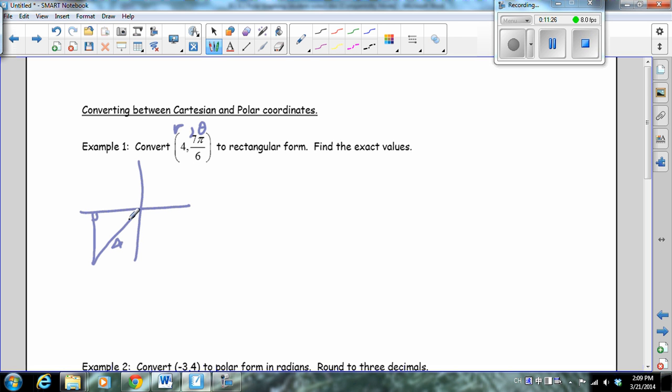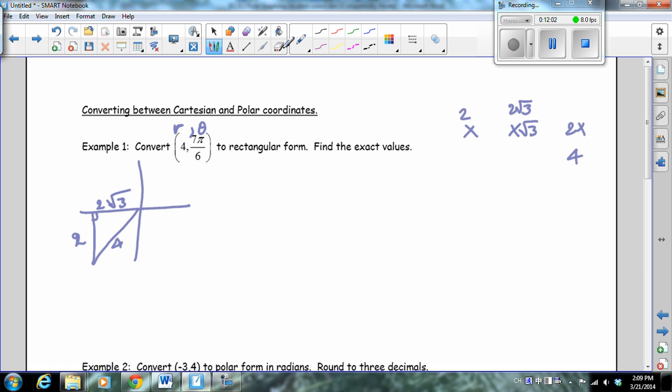For 7 pi over 6, the reference angle is 30. Across from 30, I got 1. And adjacent to 30, I have my square root. If this is 1, this is my square root of 3, normally. But because this is 4, that means this is 2 square root of 3, and this is 2. Remember, your 30, 60, 90 says x, x square root of 3, and 2x. Here, my 2x is equal to 4, so x is equal to 2. That's how I got the 2 square root of 3 and the 2.